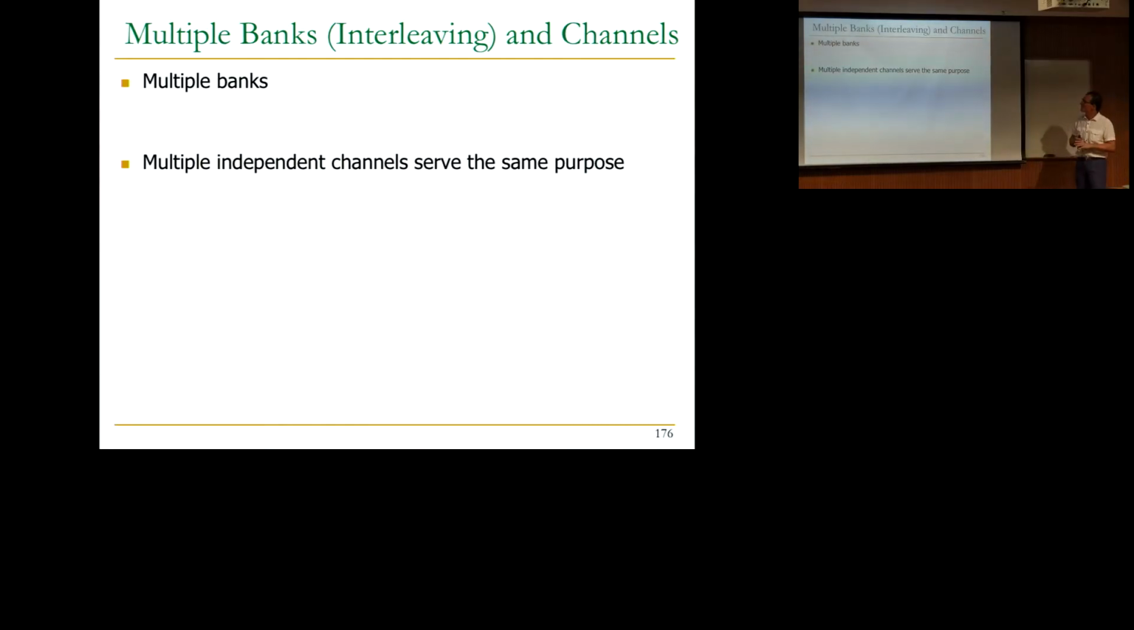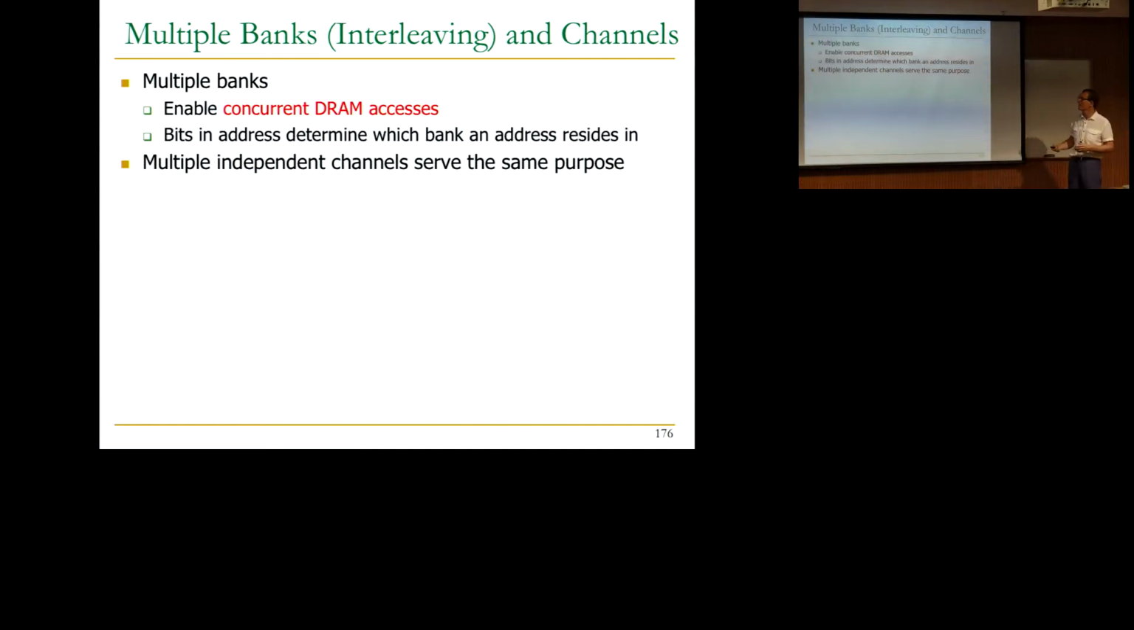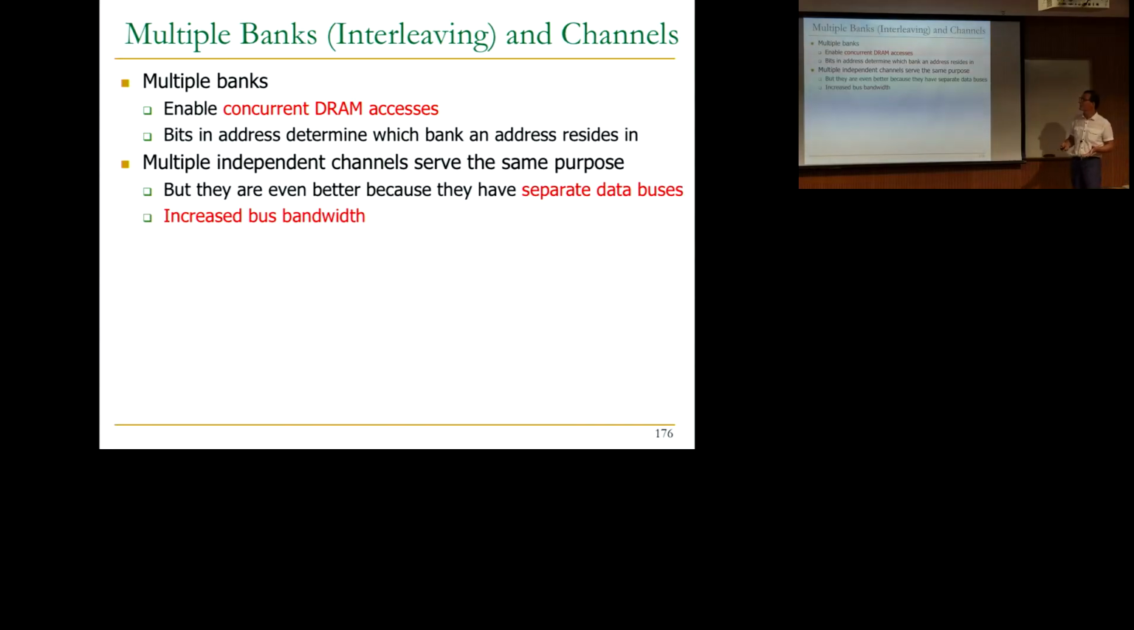So, multiple banks and channels. As we discussed, multiple banks provide you multiple benefits, higher bandwidth. They enable concurrent DRAM accesses, and bits in the address determine which bank an address resides in. Multiple independent channels serve the same purpose, except they're better. They're better in the sense that they have separate data buses, which means that you're really increasing your bandwidth proportionally to the number of channels. Multiple banks, in case of DRAM, you're pipelining access to the banks. You're not increasing your peak bandwidth.